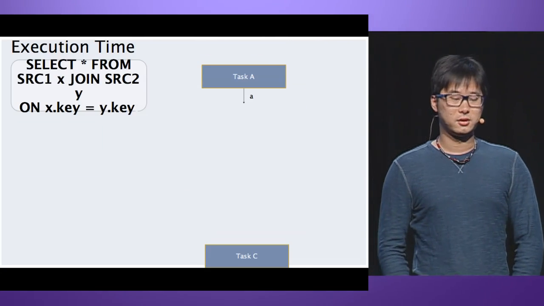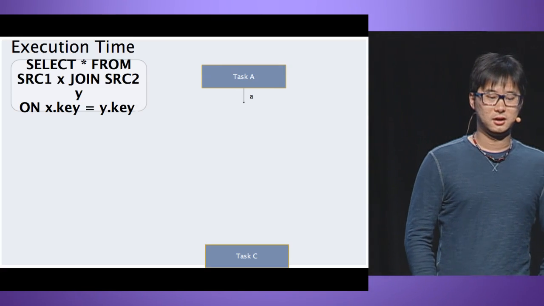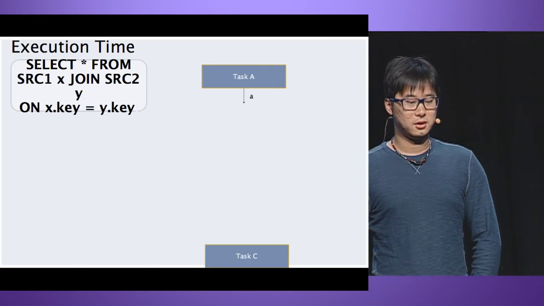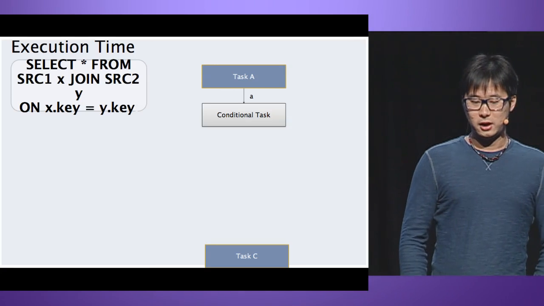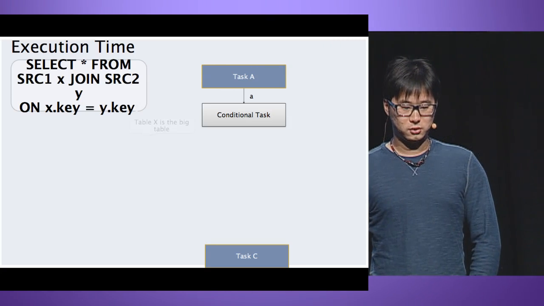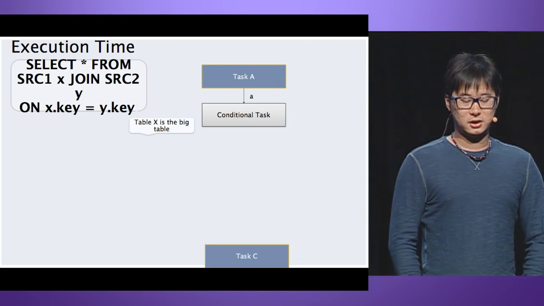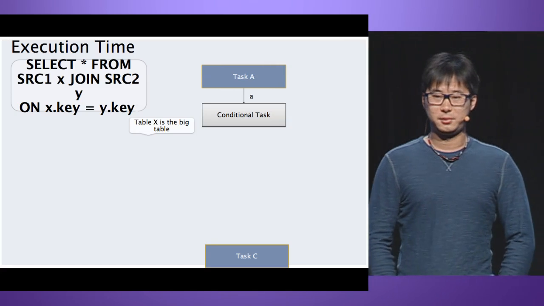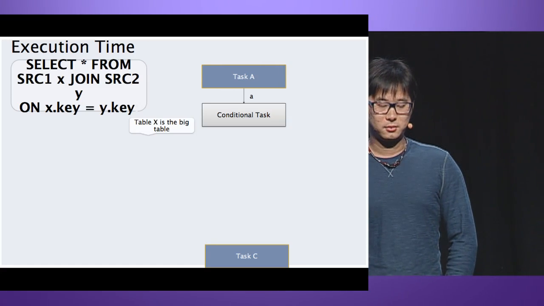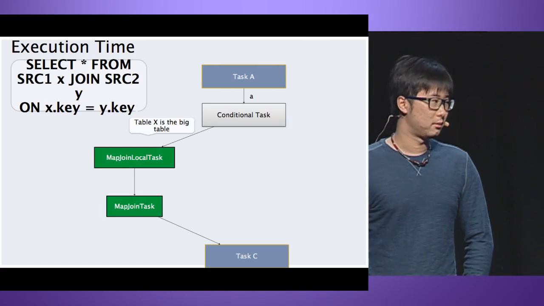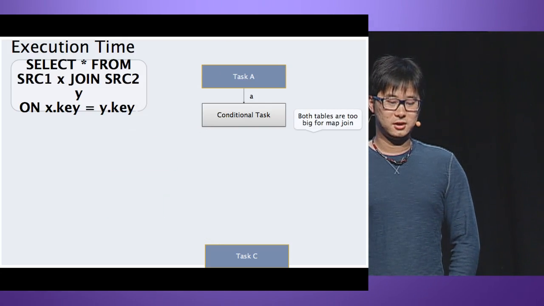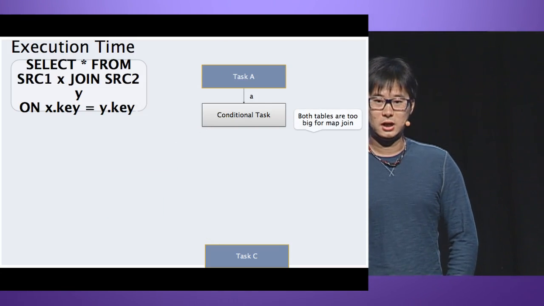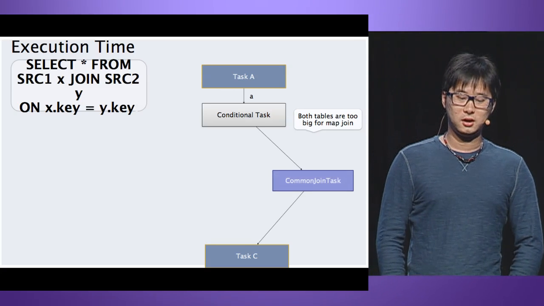So here's the example. For example, we want to join table X with table Y based on the same join key. So during the compile time, they generate all the possible solutions. And during the runtime, the conditional task sees the table X is the bigger table, and the table Y is small enough to fit in memory. They run the map join task. So if they think both of these tables are too large for the map join, they just run the original common join task.